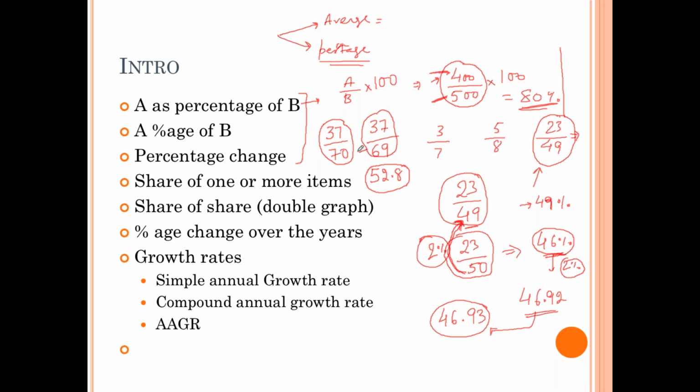But my denominator here is actually 69. So I am increasing my value by 1%. This should actually be 1% more. So I have to increase by 1%, which is approximately 0.5 here. My answer should be 53.3. Okay, guys?